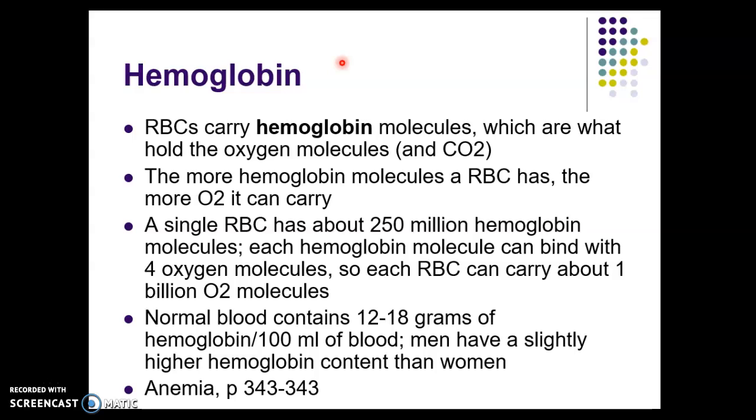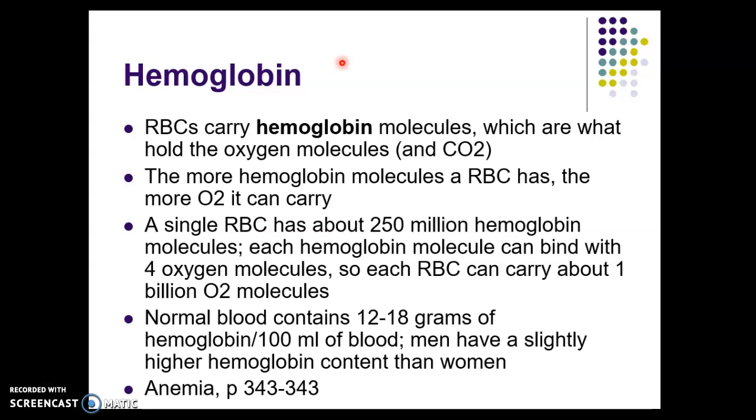Hemoglobin is actually the molecule inside of red blood cells that carries oxygen. Hemoglobin is a globular protein, and it has 4 hemes on it, so 4 iron-containing things, and each of those hemes can bind to 1 oxygen. So every 1 hemoglobin molecule can bind to 4 oxygen molecules.